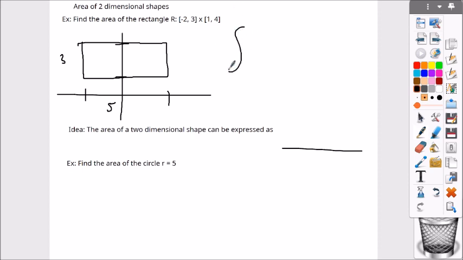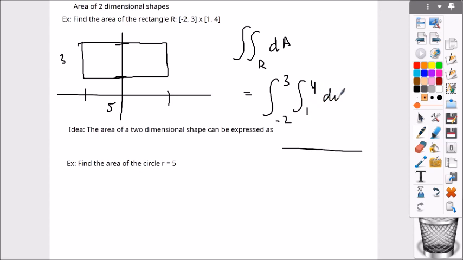So how's this going to work? I already hinted to it. We don't need a function. This is how it's going to work. Literally, we don't need a function. So this is equal to what? It's equal to -2. I'm going to put dy first. So -2 to 3, 1 to 4, dy dx.